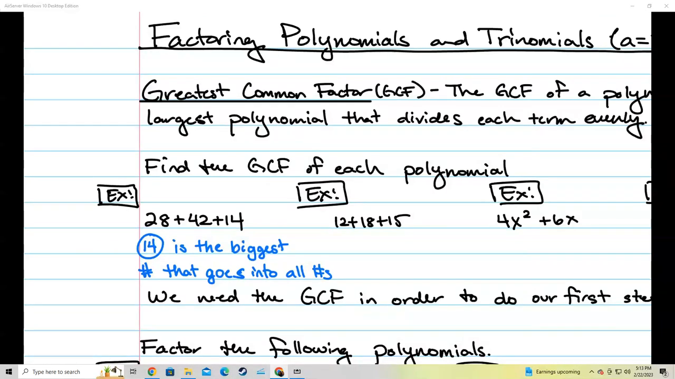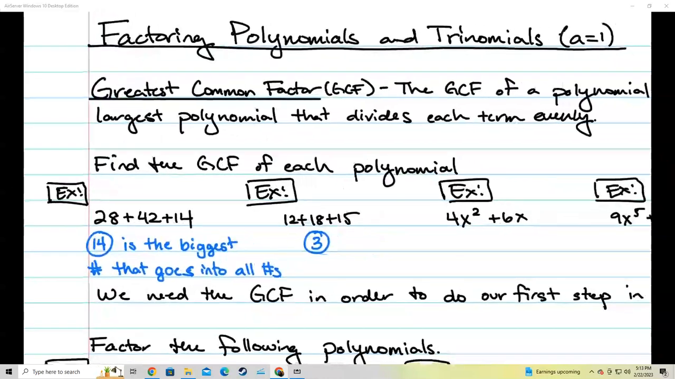So let's take a look at the next one. If I were to look at 12, 18, and 15, well, 6 goes into 12, 6 goes into 18, but 6 does not go into 15. Neither does 12. So it looks like the largest number that divides into 12, 18, and 15 would be the number 3.